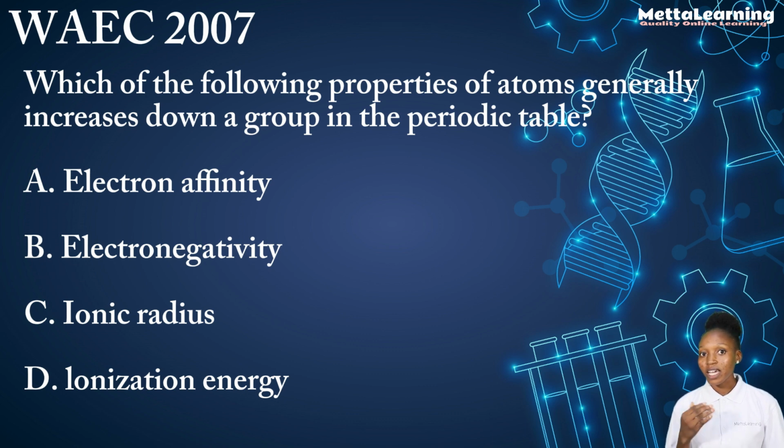On the other hand, ionic radius, which is option C, generally increases down a group. This is because each row down the periodic table adds a new electron shell to the atoms. Thus, the outermost electrons are farther from the nucleus, which results in a larger ionic radius. So now, to summarize this, as you go down a group in the periodic table, elements tend to have a larger ionic radius but lower electron affinity, electronegativity, and ionization energy.